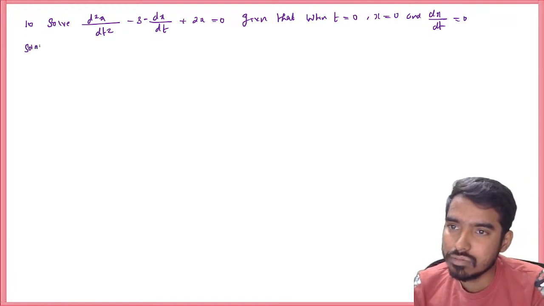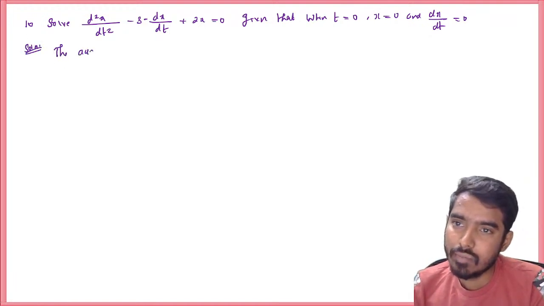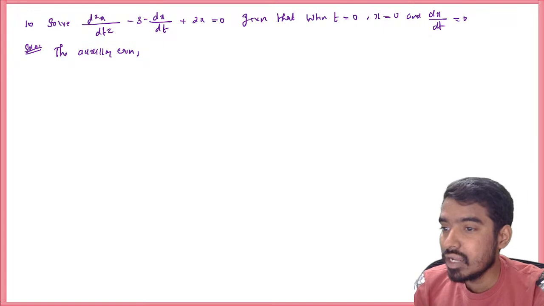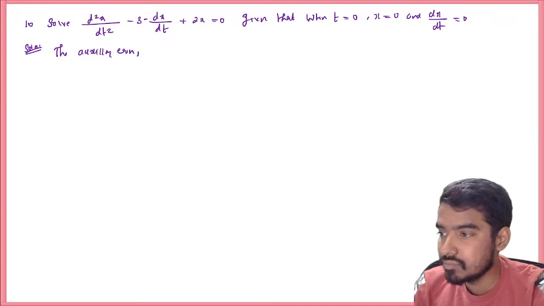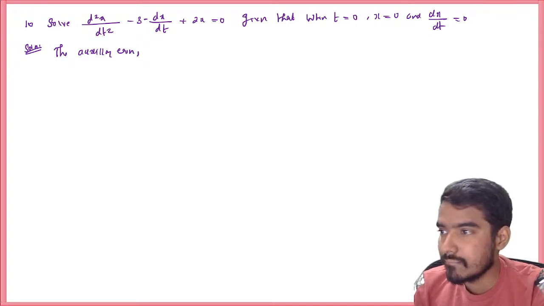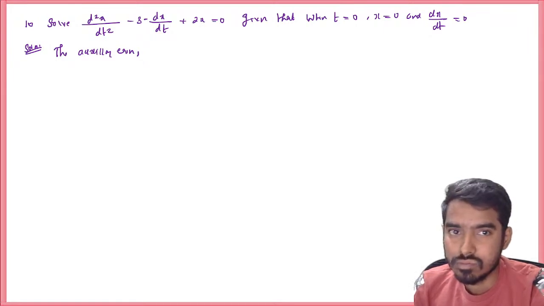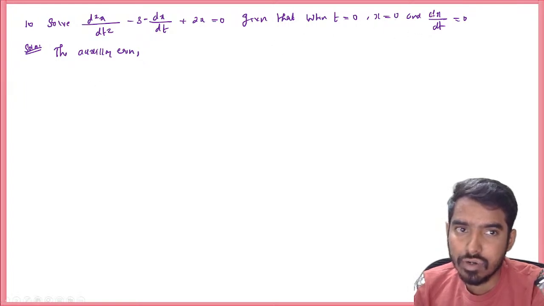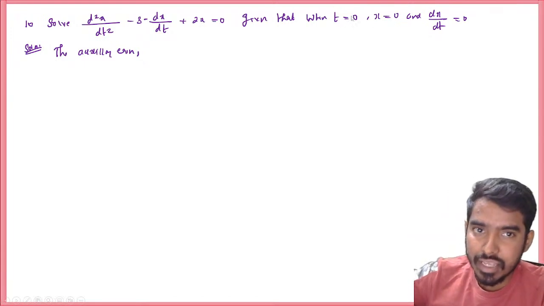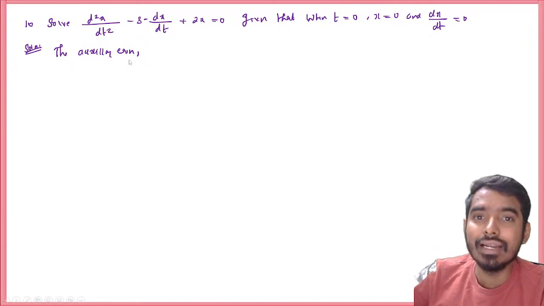Okay, we'll do this. This is a linear differential equation with constant coefficients, right? And it comes under Type 0. So you can see when t is 0, x is 0 and dx by dt is 0, right? When t is 0, these two happen. That is why you have to see. When t is 0, x is also 0 and dx by dt is 0, right?